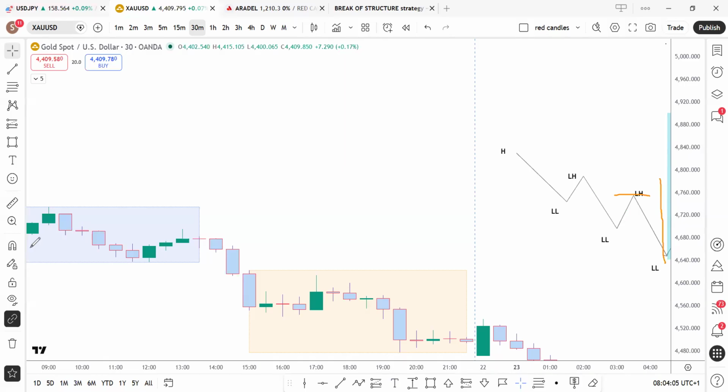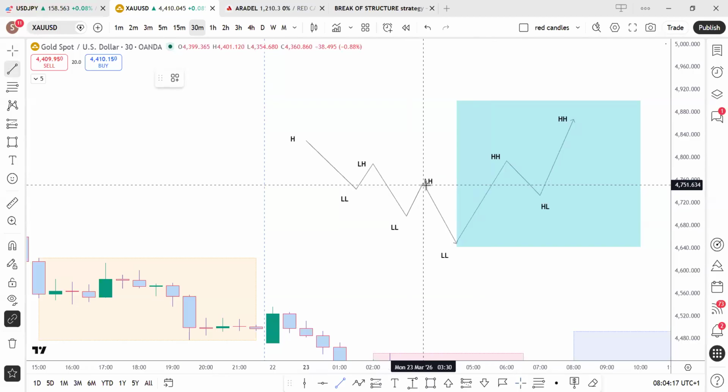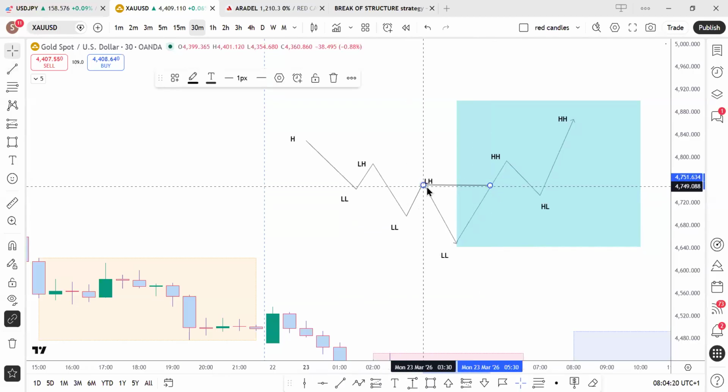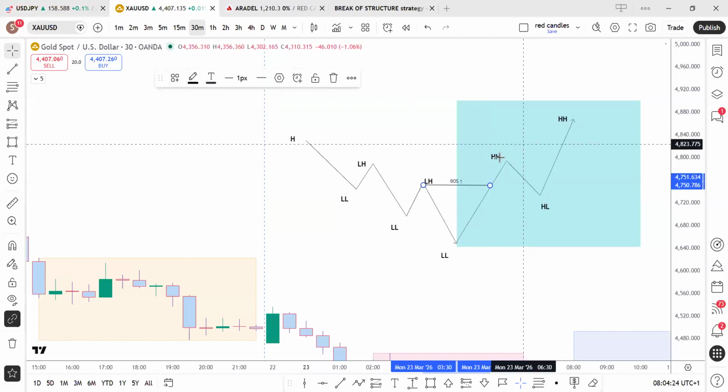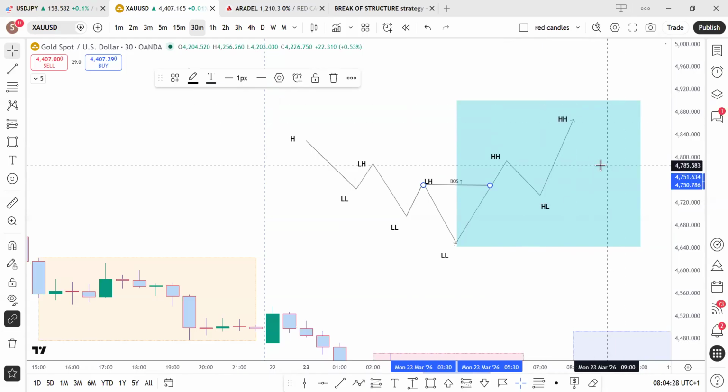So let's look at this structure here. Price pulls in and then breaks this high to give you a higher high. It breaks this lower high to give you a break of structure to the top side, then pulls back and repeats the same pattern in the opposite direction.